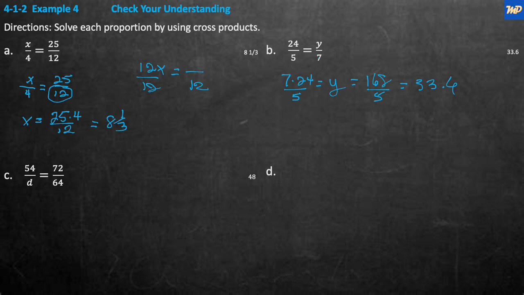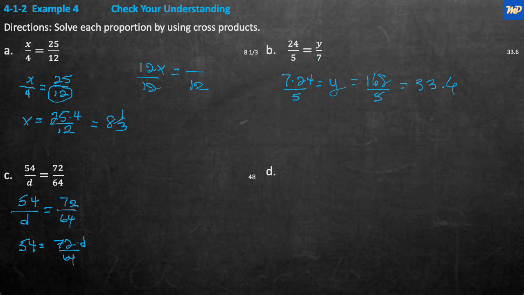Okay, last one. 54 is to d, this is a little different now. You will do 2 multiplications because we have to get the d on top, is equal to 72 divided by 64. Well, in order to do this, we're going to put the d on top, which means we're going to multiply both sides by d. And in doing so, the d's on the left will clear. So you're going to get 54 is equal to 72 times d over 64. Now you're going to multiply both sides by 64, because you got to get the 72 on the bottom.